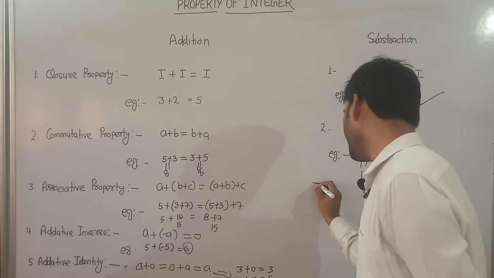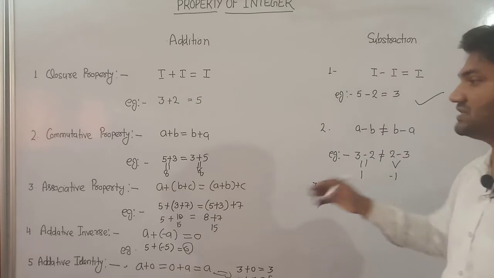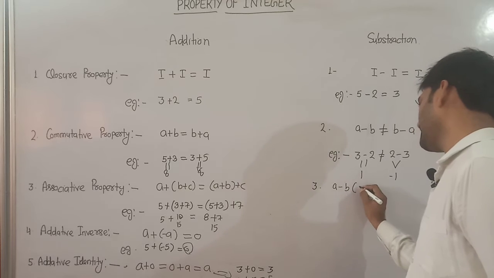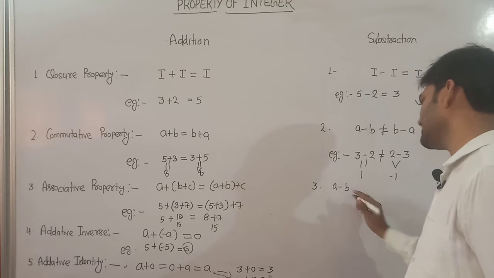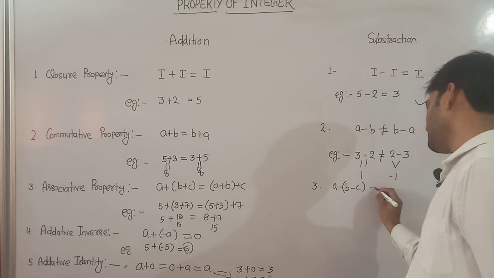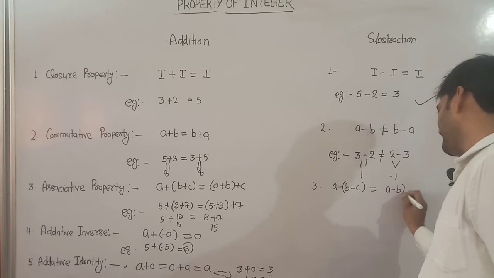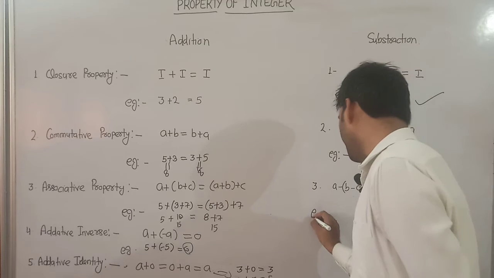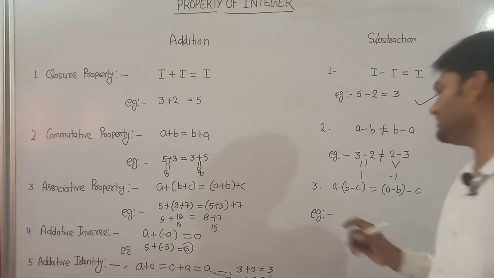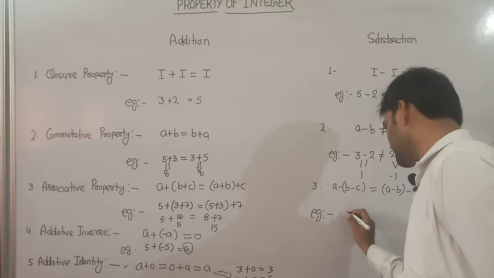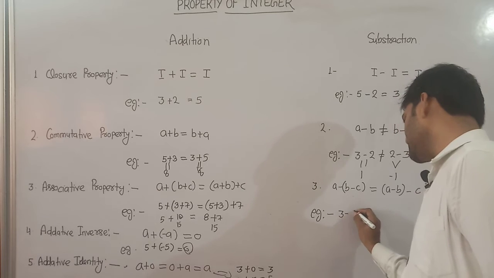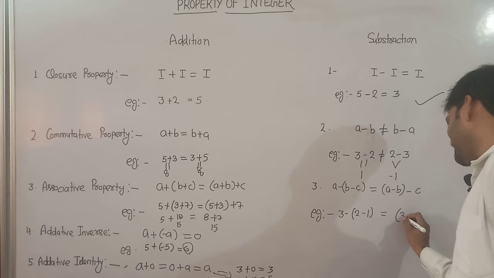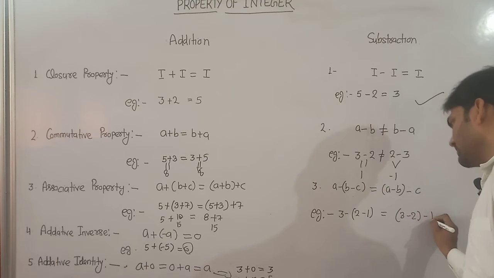Next and third property for subtraction is the associative property. It means (a minus b) minus c is equal to a minus (b minus c). Check it. Is it equal or not? Take one example. Numbers: (3 minus 2) minus 1 is equal to 3 minus (2 minus 1).